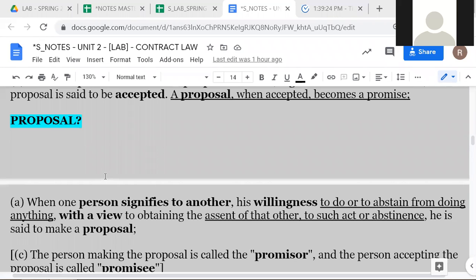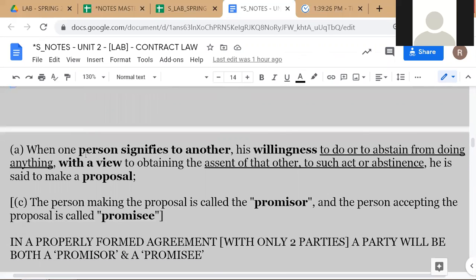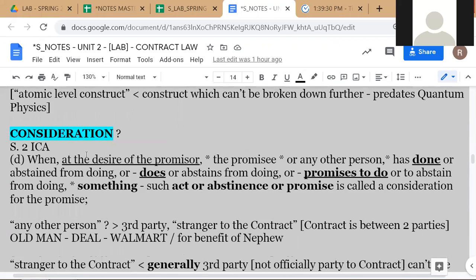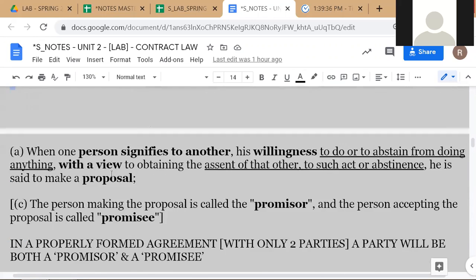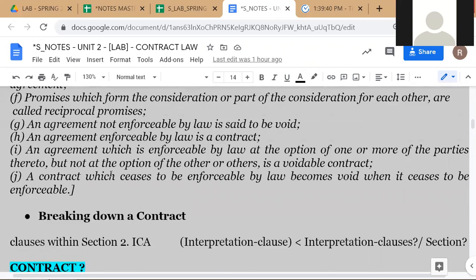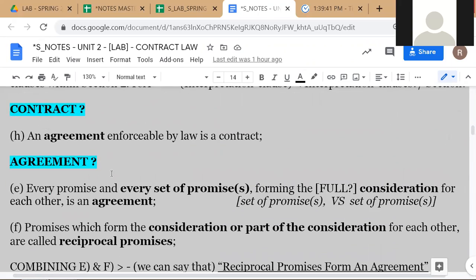Okay. Now we are starting on consideration. We had already started on consideration. Now, just to set the context, why are we interested in consideration? Because if you remember, when we started looking at Section 2, which they have called the interpretation clause, we started looking at contract as an agreement enforceable by law.